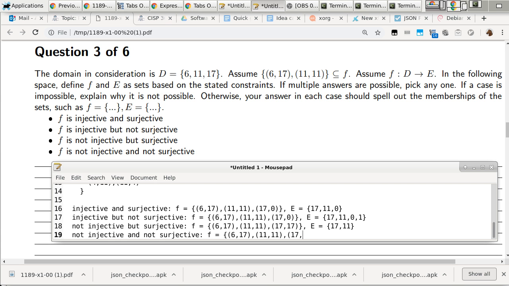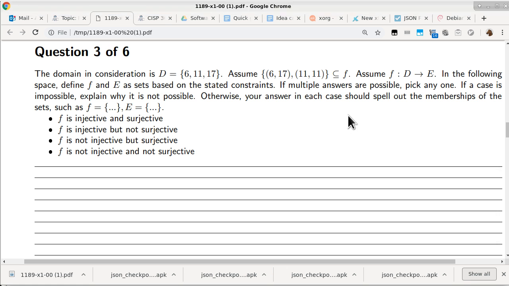So in order for this not to be injective, I can just map 17 to 17 this time, okay? Just like last time. But I also have to make this not surjective, which means in addition to 17 and 11 in E, we just need something else. 0 is fine. Is that okay? All right. Cool? All right. Let's move on to number 4.